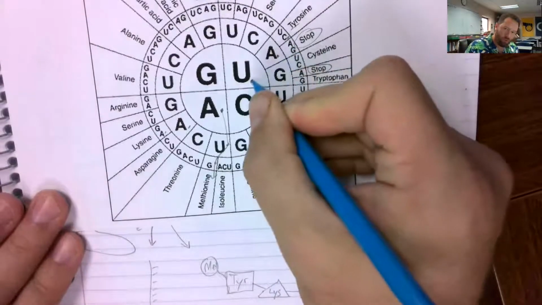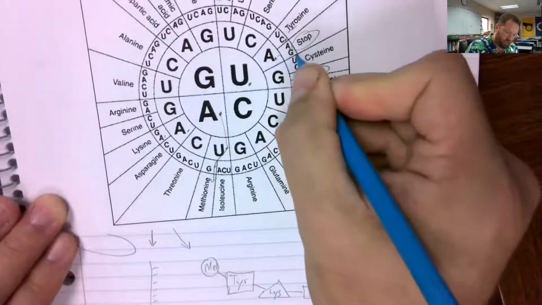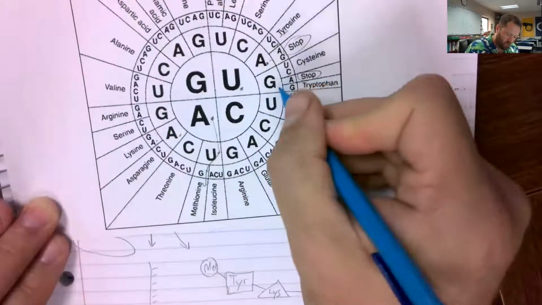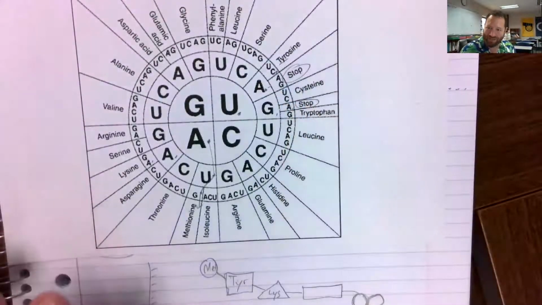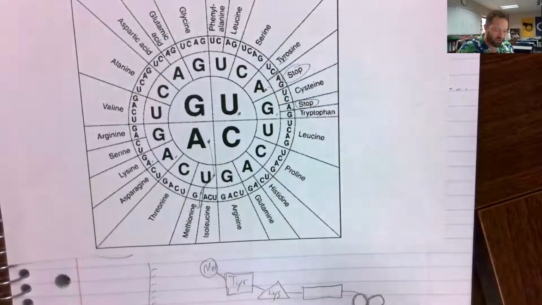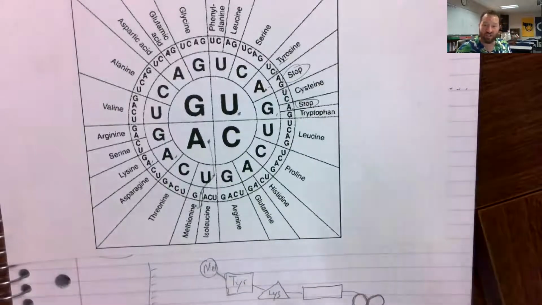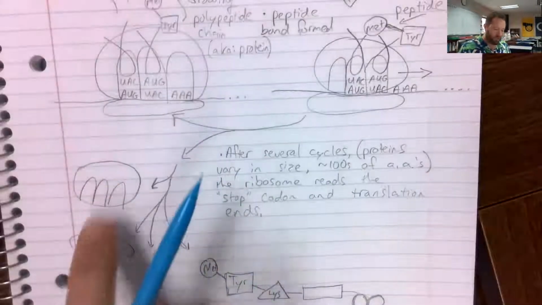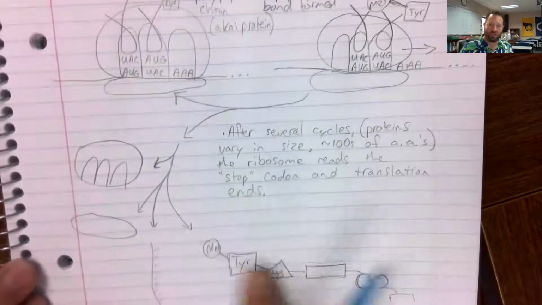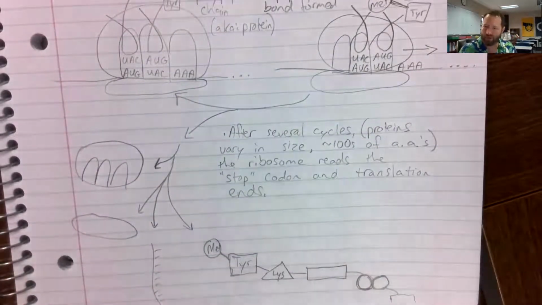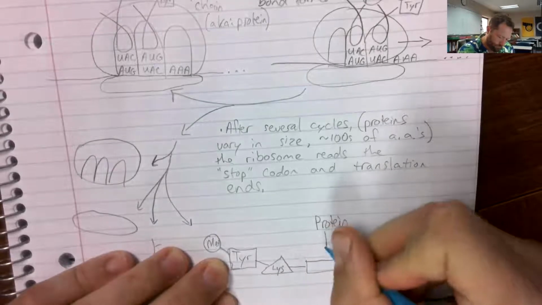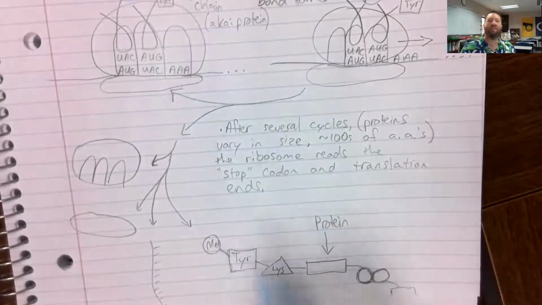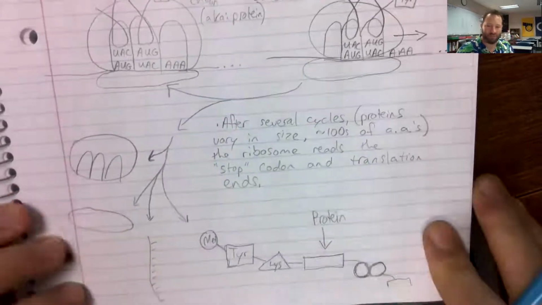UAA, UAG, and UGA. Those all result in stop. Stop is not an amino acid. There's no amino acid called stop. It means translation is done, stop, and everything falls apart, and your protein is done, and it can go do whatever job it needs to do. This is our protein right here.